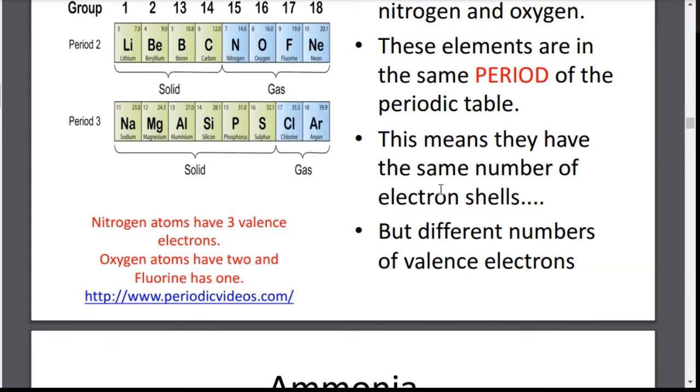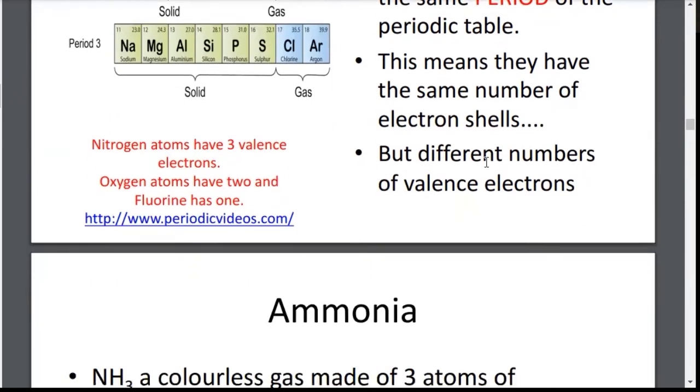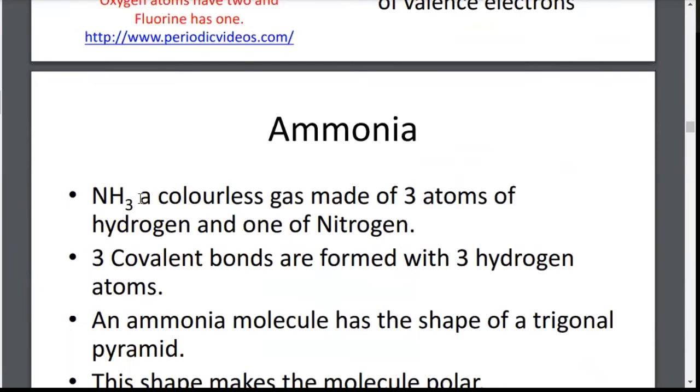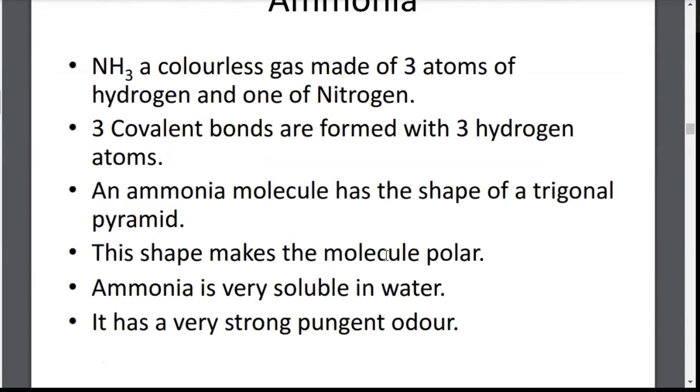That's all it means. So ammonia, symbol NH3, a colorless gas made of three atoms of hydrogen and one of nitrogen. Three covalent bonds are formed with three hydrogen atoms. An ammonia molecule has the shape of a trigonal pyramid, and all that means is a squashed down triangle. Now, because it has this shape, the molecule is polar, which means it's soluble in water.